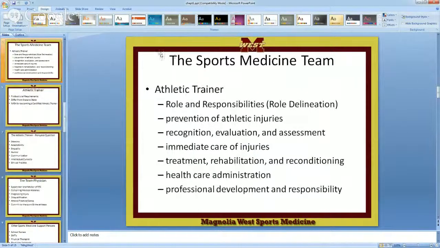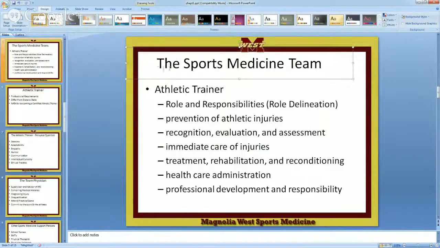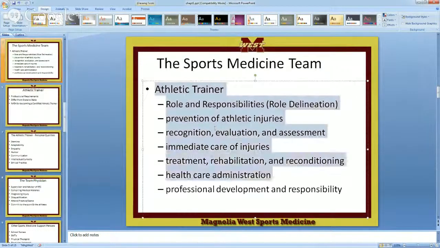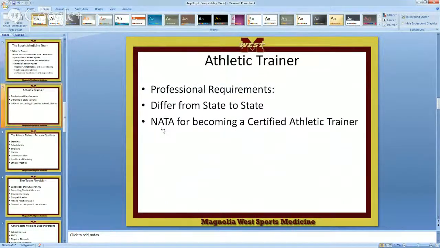All right, sports medicine team. You need to know what are the roles and responsibilities within the scope of athletic training? Okay, prevention of athletic injuries, recognition, evaluation, assessment, all of this. All right, let's go on down as I look over this sheet. It looks like number 7.